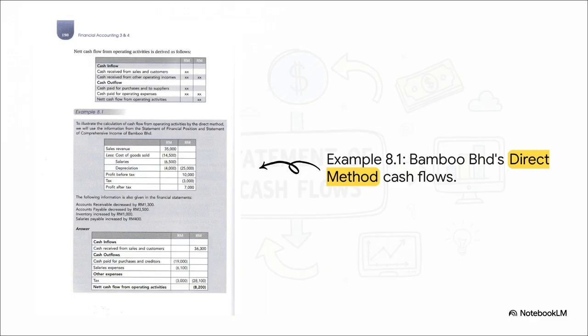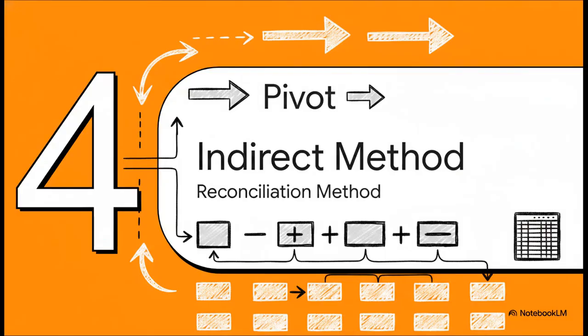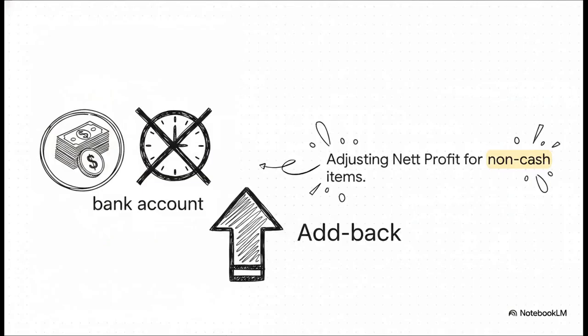All right, jump into Section 4, Operating Activities using the Indirect Reconciliation Method. This calculation kicks off with the net profit before taxation, the absolute bottom line of the income statement.